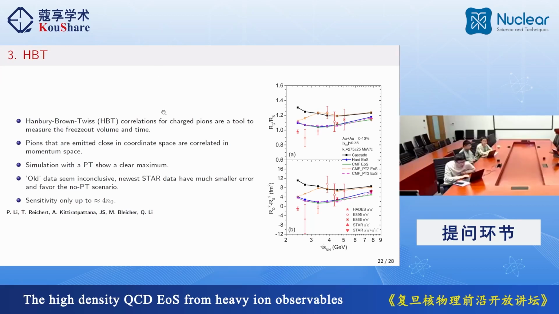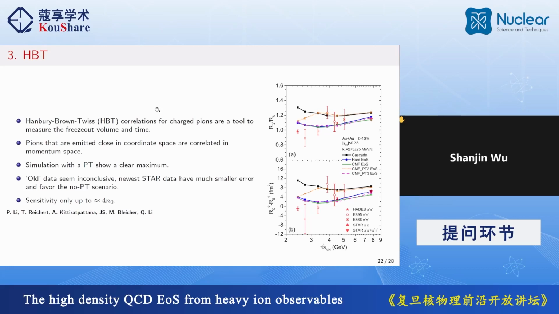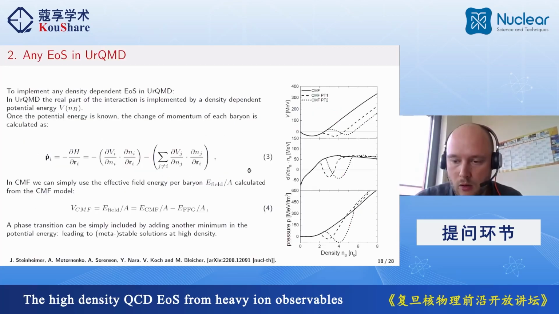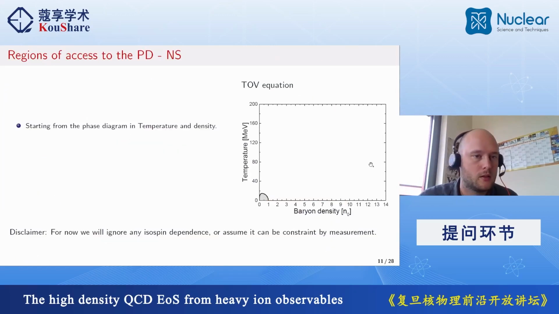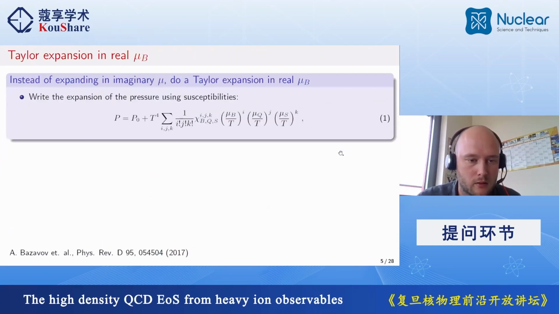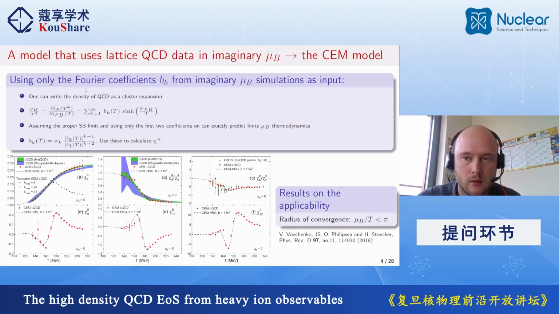So okay, Wu Laoshi, please. Thank you for the talk. Can you go to slide 4? Yes, the accessibility. I wonder why lattice people only show such as Chi2, Chi4. Why don't they show Chi3? Because we are also interested in the skewness.